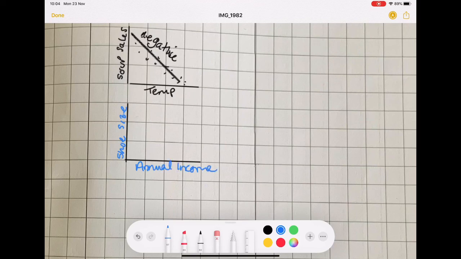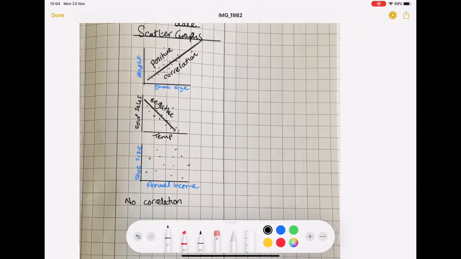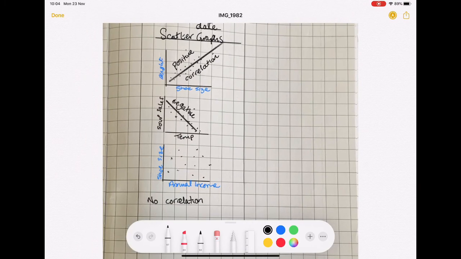There we go. And as you would expect, the points are going to be all over the place. We're not going to have a tight line going in any direction. And here there is no correlation. And that's right, isn't it? We shouldn't have any relationship between someone's shoe size and how much money they earn per year. So there you go, 3 types of graph that we've got there, 3 types of correlation.